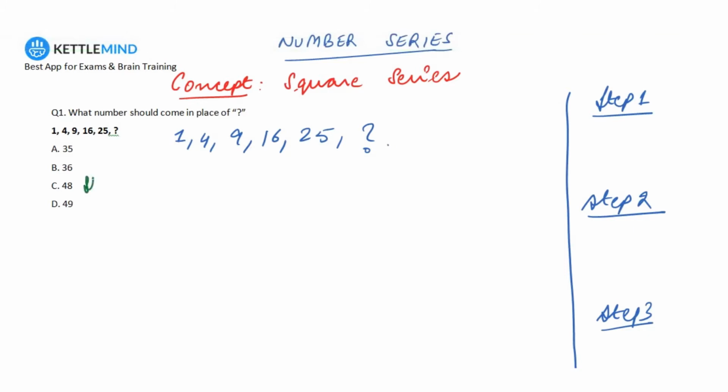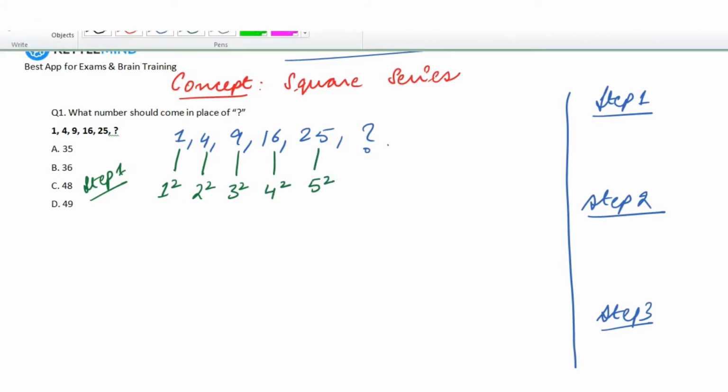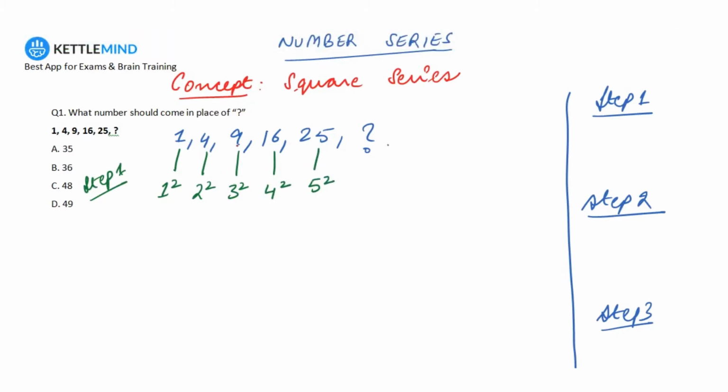So step 1 says that find if each term in the series is a square of some number. So if you see, almost a similar type of question we have seen in the example right now. So 1 is a square of itself. Similarly 4 is a square of 2. 9 is a square of 3. Similarly 16 is a square of 4. 5 square is 25. And we have to evaluate this. So our step 1 is satisfied here, that each term of the given series is a square of some number, right?